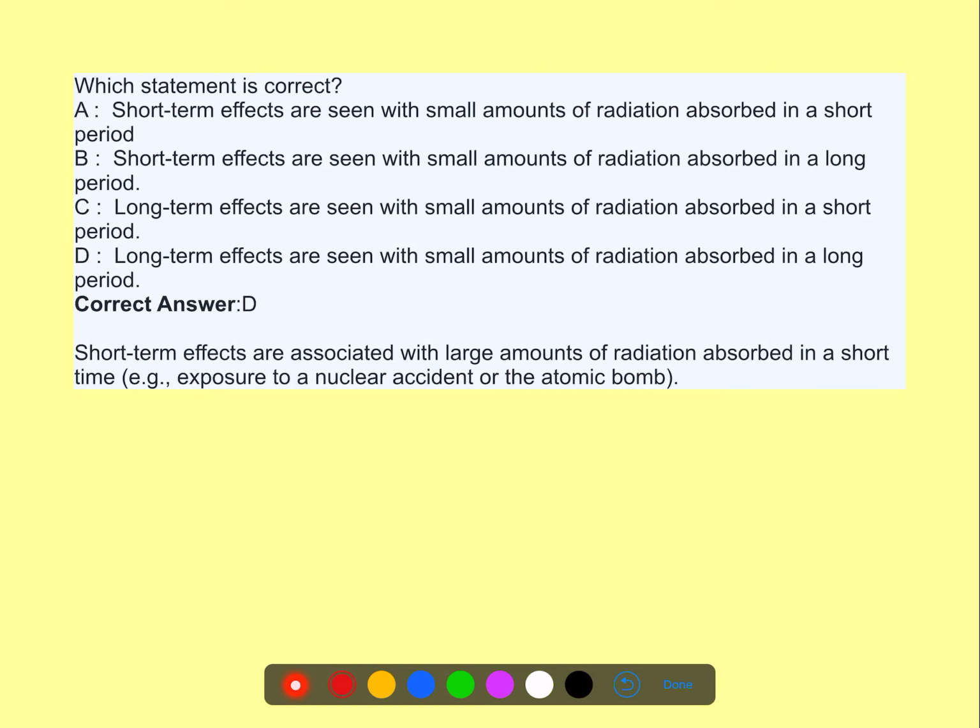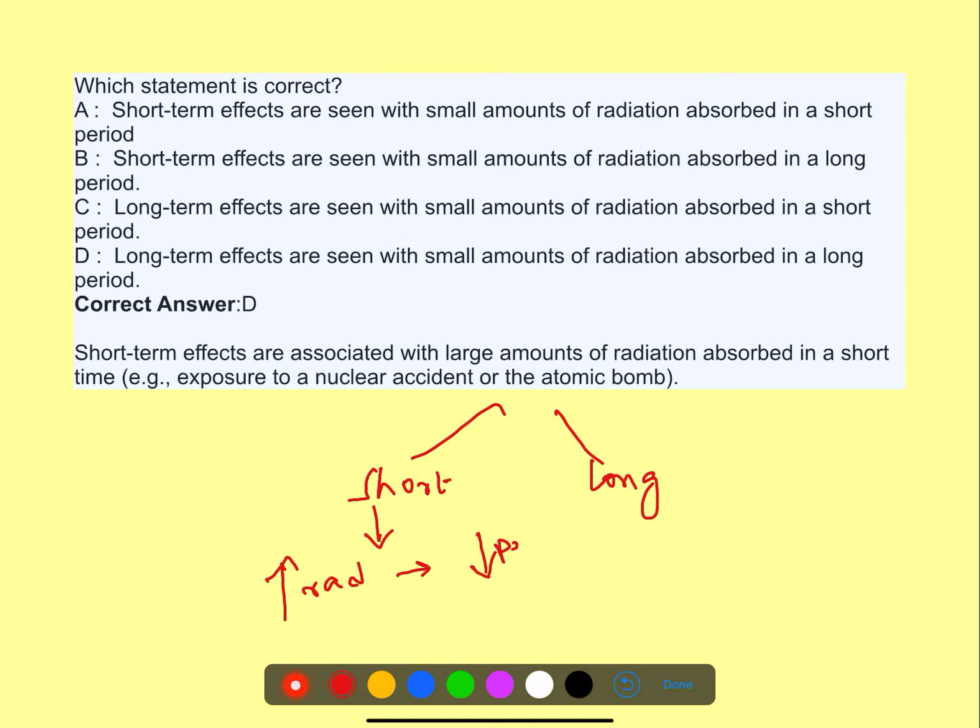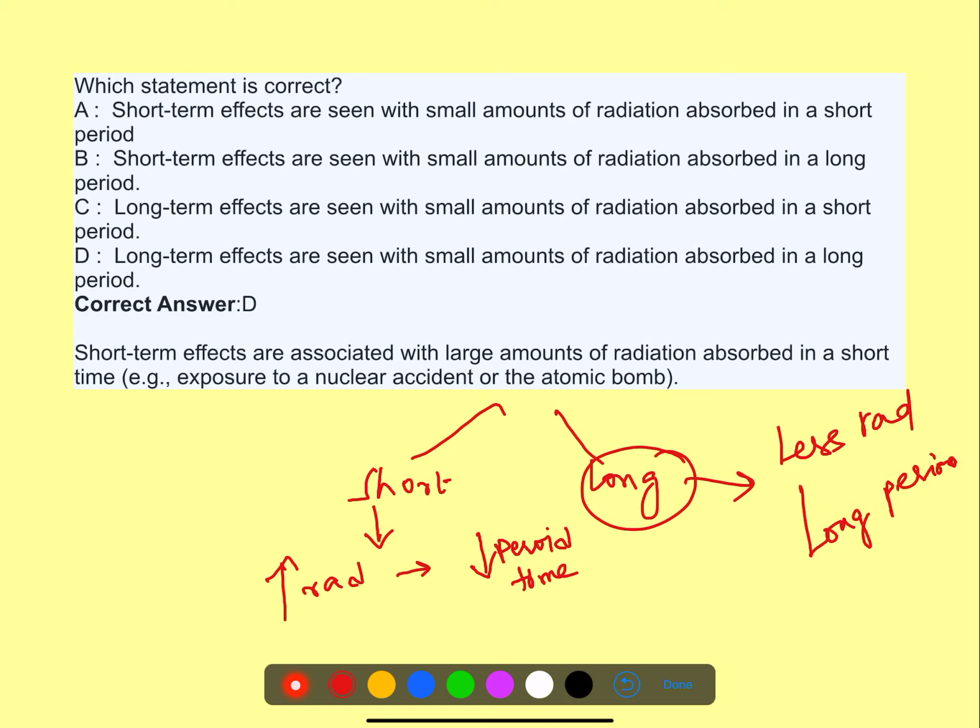Which statement is correct? Here you have to know there are two types of effects, short term and long term effects. Short term means more radiation in a short period of time, whereas long term effects mean less radiation over a long period of time. So if you see these two things, the correct option will be long term effects with a small amount of radiation absorbed over a long period. So option D is correct.